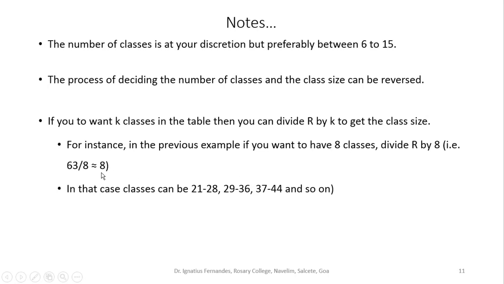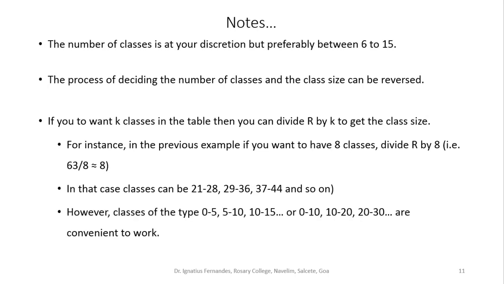In that case, if you take the class size as 8, then your classes can be like 21 to 28, 29 to 36, 37 to 44, and so on. Now in this data that we were looking at, the minimum value was 13. So you can start maybe from 11 to 18, and then 18 to 26, and so on. We usually prefer the classes to be something like 0 to 5, 5 to 10, 10 to 15, or 0 to 10, 10 to 20, because these classes are usually convenient to work with.